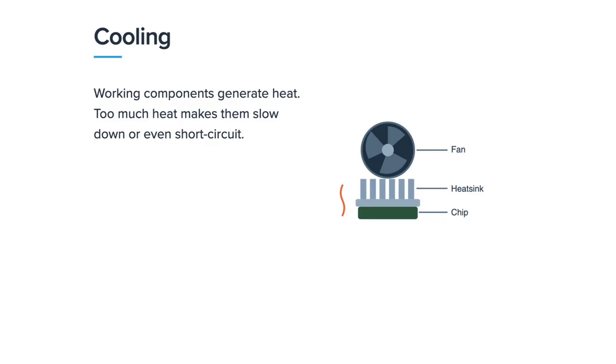All of these parts share one enemy, heat. Working components generate heat. Too much heat makes them slow down or even short circuit. So computers fight back in 3 ways. Heat sinks are metal fins that sit on a chip. These soak up its heat and spread it into the air. You can see them in the diagram, stacked between the chip and the fan.